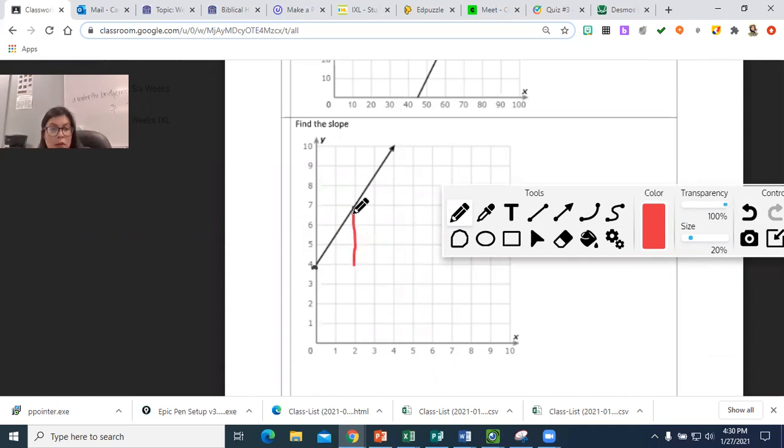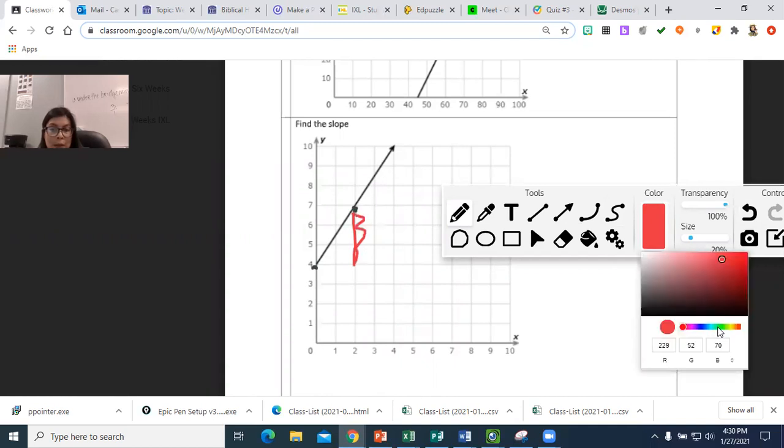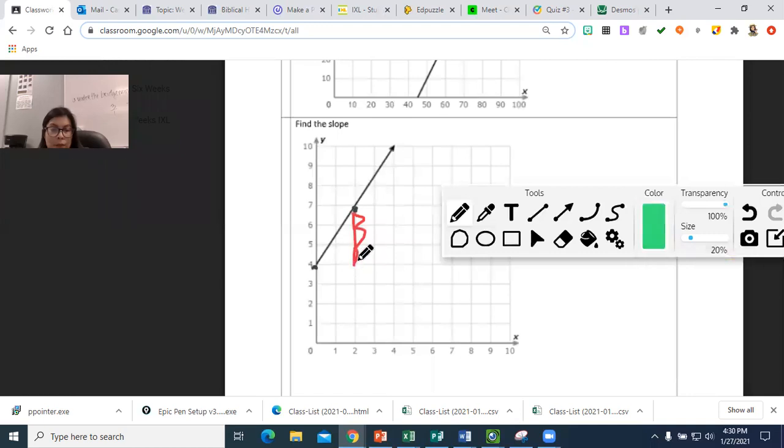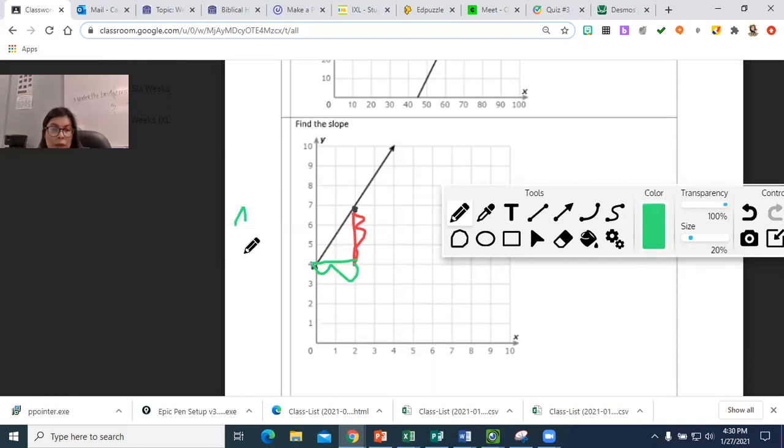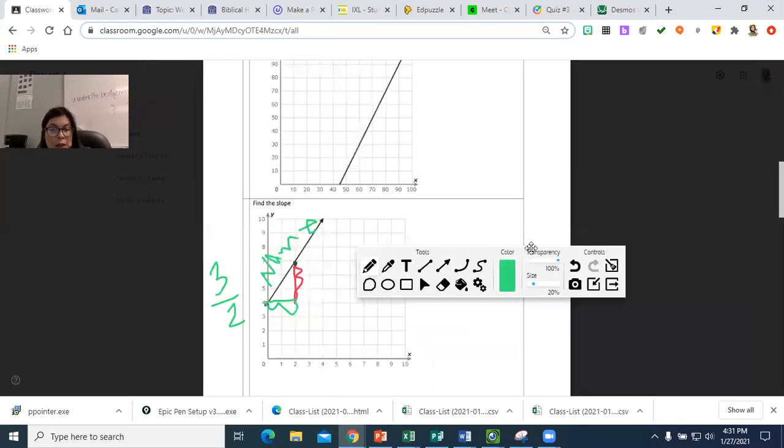How many does it rise? So count how many. Rises 1, 2, 3. How about the run? How many does it run? This way, 2. So then my slope would be 3 over 2. And it is going up, so that means my slope is positive 3 over 2. Okay, next one.